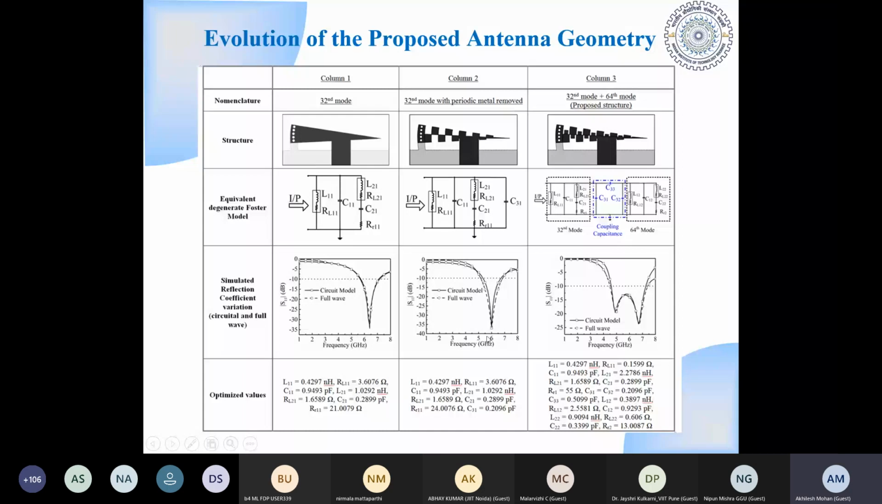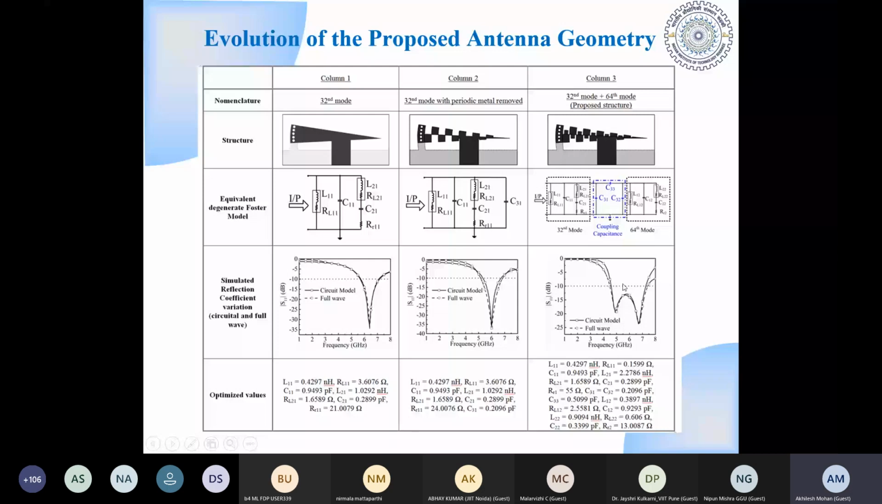Now think of doing a similar thing for the 64th mode. Frequency will be somewhat similar to that, 6 gigahertz. Now, if I combine the 32nd and 64th modes, then what we will have? We have this structure. This equivalent circuit will be the 32nd mode, the 64th mode, and there will be inter-resonator coupling, that means the coupling between the two resonators. Because of this inter-digital structure, you can call it some capacitance. So we have achieved the wide bandwidth out of it.